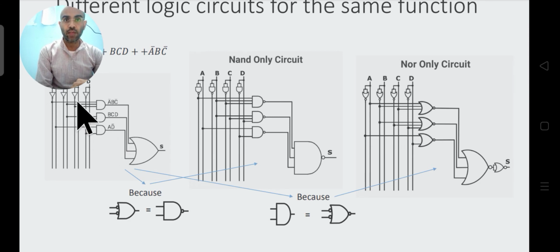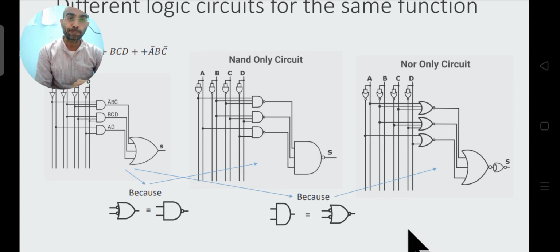So we have used a NAND gate to implement a NOT gate. We have used a NAND gate to implement an AND gate. We have also used a NAND gate to implement an OR gate as well. So this is what we can do.